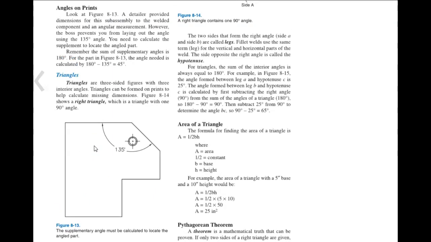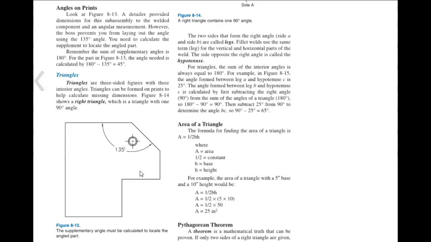Triangles. Triangles are three-sided figures with three interior angles. Triangles can be formed on prints to help calculate missing dimensions. Figure 8-14 shows a right triangle, which is a triangle with one 90-degree angle. The two sides that form a right triangle, side A and side B, are called legs. Fillet welds use the same term, leg, for the vertical and horizontal parts of the weld. The side opposite the right angle is called the hypotenuse.